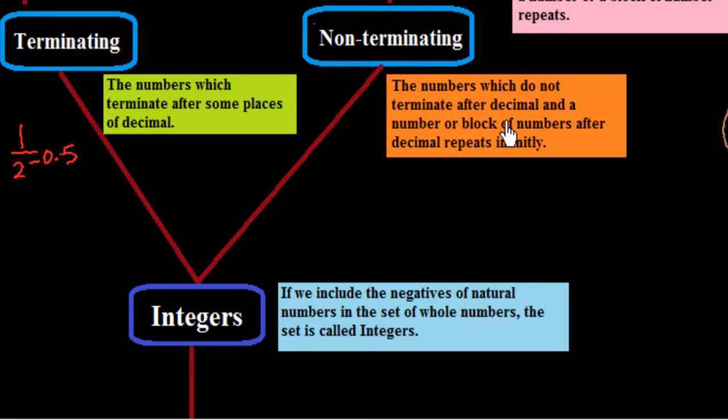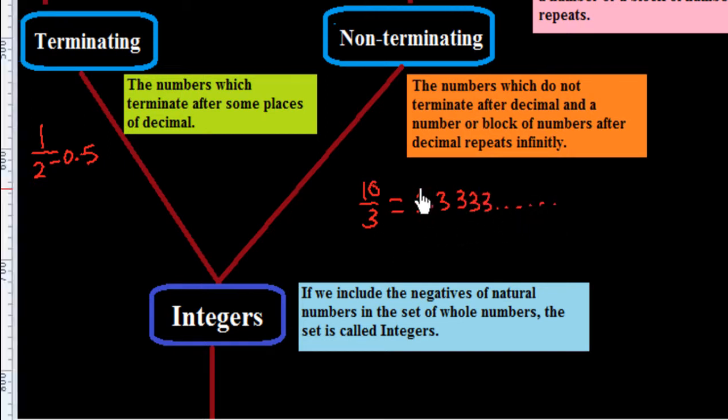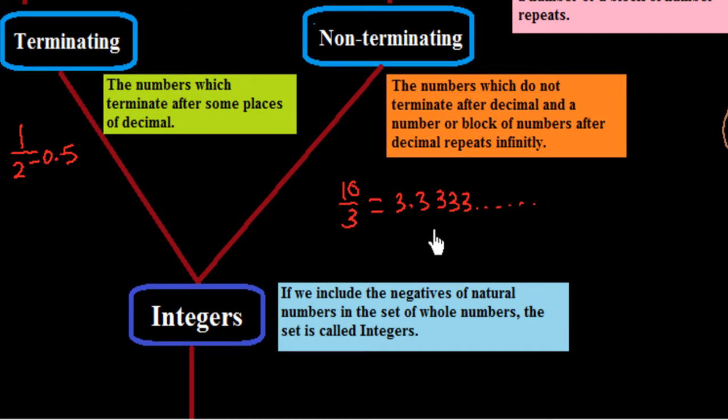Non-terminating rational numbers are the numbers which do not terminate after the decimal, and a number or block of numbers after the decimal repeats infinitely. So look at this: 10 over 3 is equal to 3.3333 and so on. It will not terminate. So we can write this number as 3.3 bar. It means this particular digit is repeating again and again up to infinite times. I will explain one more thing here.